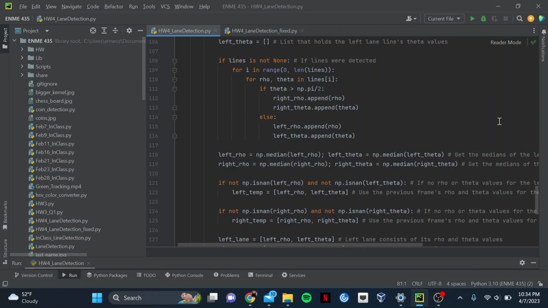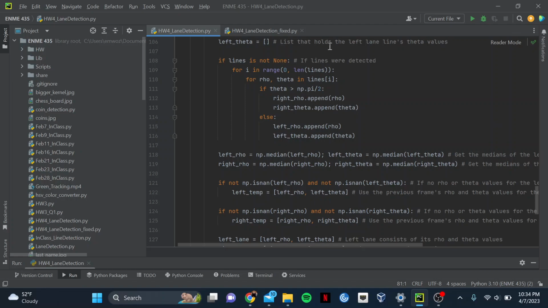So the first thing I'd like to talk about is how I differentiated between the right lanes versus the left lanes. In order to do this, I leveraged the fact that the actual lane lines tilt inwards at different angles, at least from the viewpoint of the camera.